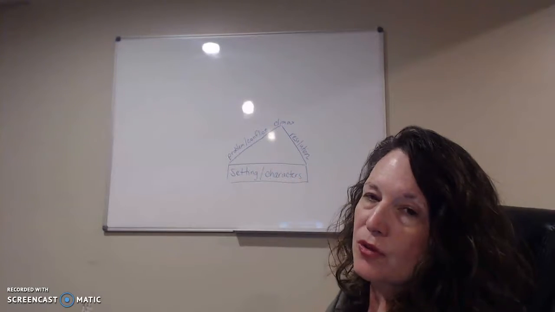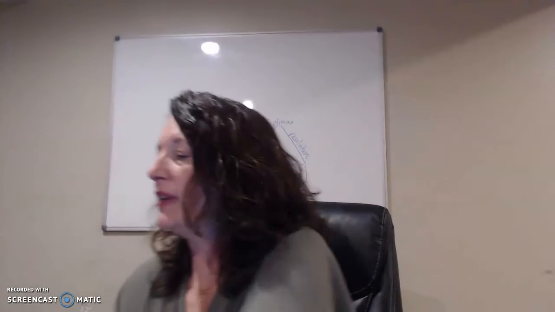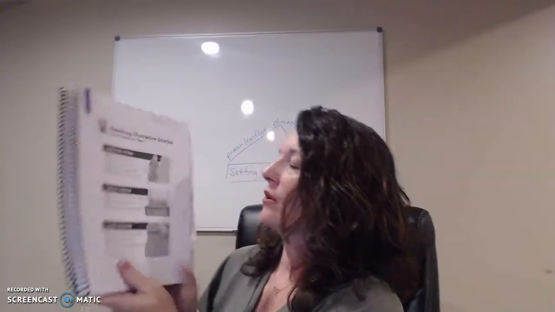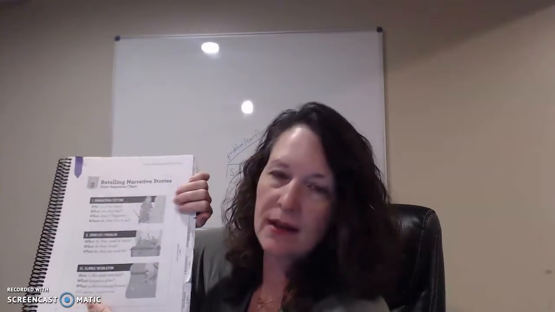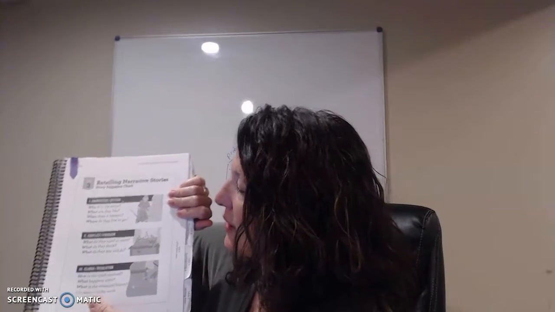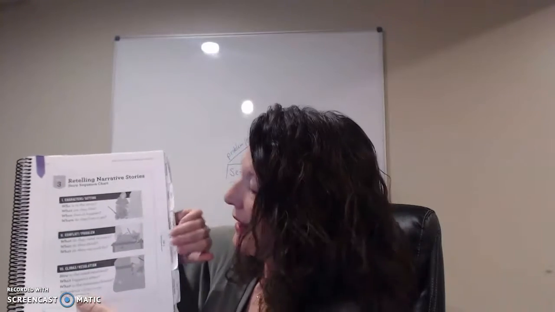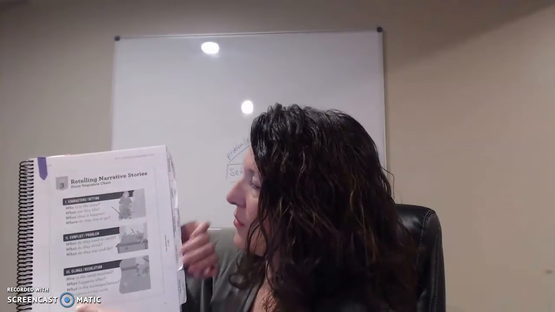What we're doing with the story sequence model is we're using those elements of stories and we're actually putting them into a 3-paragraph paper. We're using an outline, and now we're giving each paragraph a purpose. So the first paragraph is the characters and the setting. The second paragraph, the conflict or the problem. And then the third paragraph is the climax or the resolution.